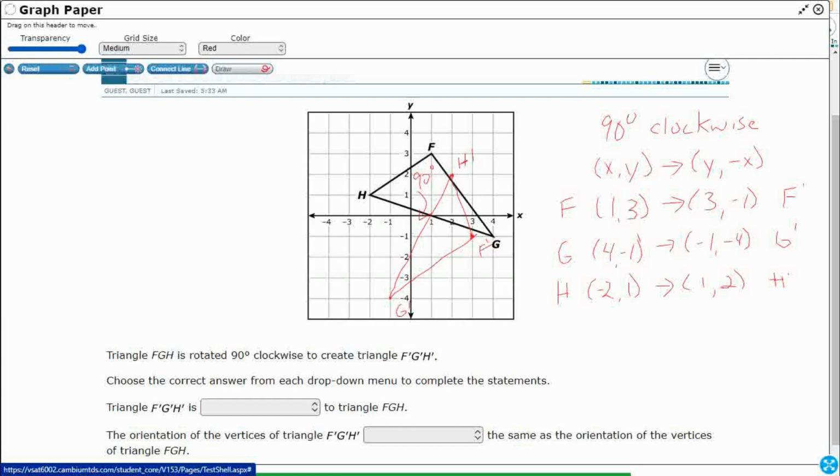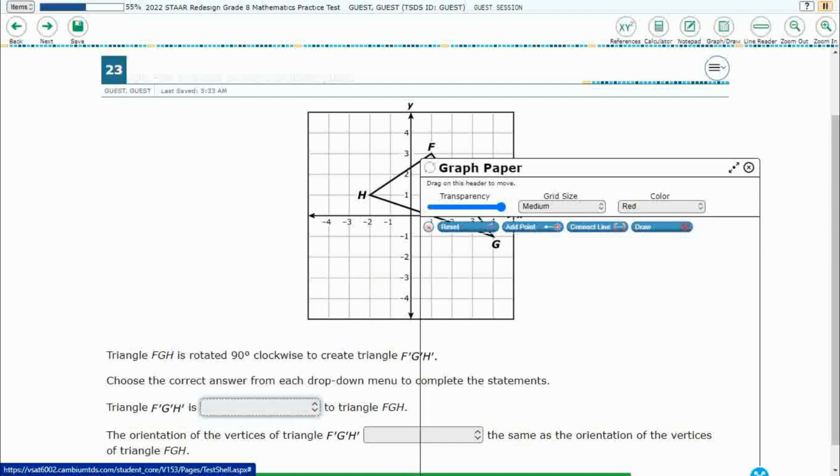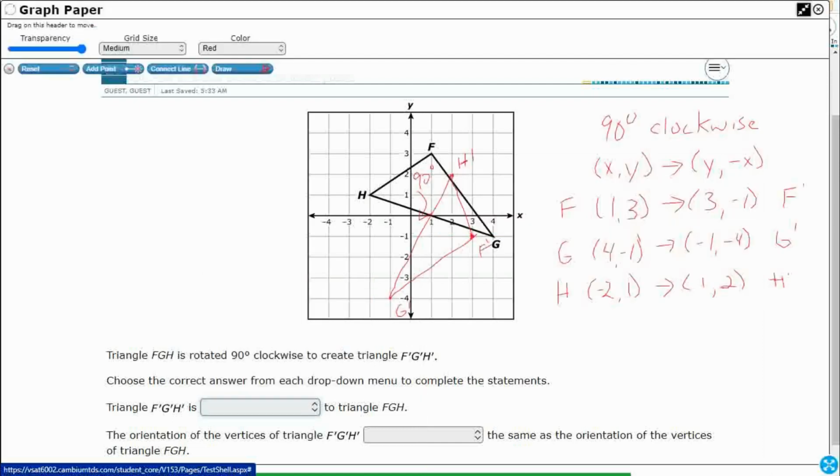So now that we've got our new shape there, let's see what we can tell about the two statements here. So we need to choose from the correct drop down. So triangle F prime, G prime, H prime is, our options are going to be hidden underneath that. Let's see, congruent, similar but not congruent, or not similar. Okay, so what happens to this? So we've got congruent, similar, not congruent.